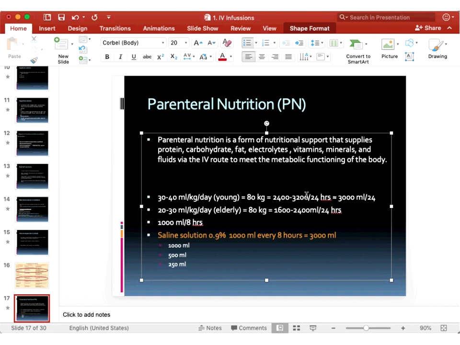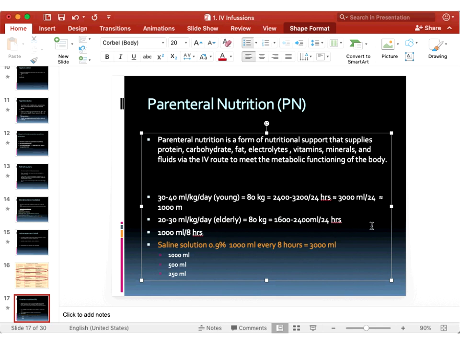So what you do is divide this by 3. You round this at 3,000 in 24 hours. That means you're going to infuse this patient 1,000 milliliters every 8 hours.